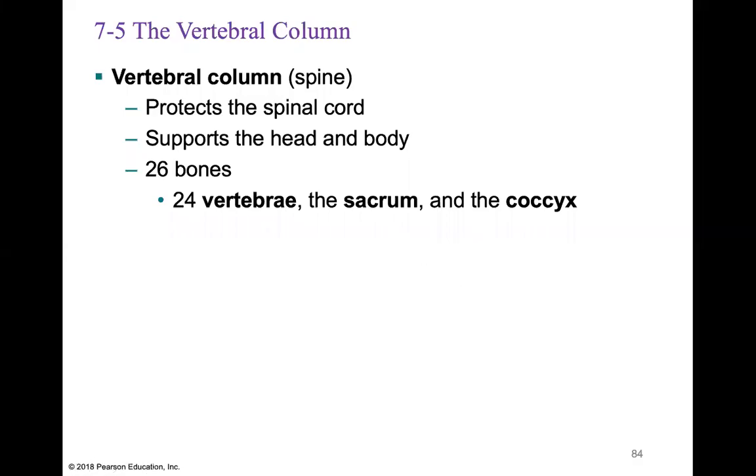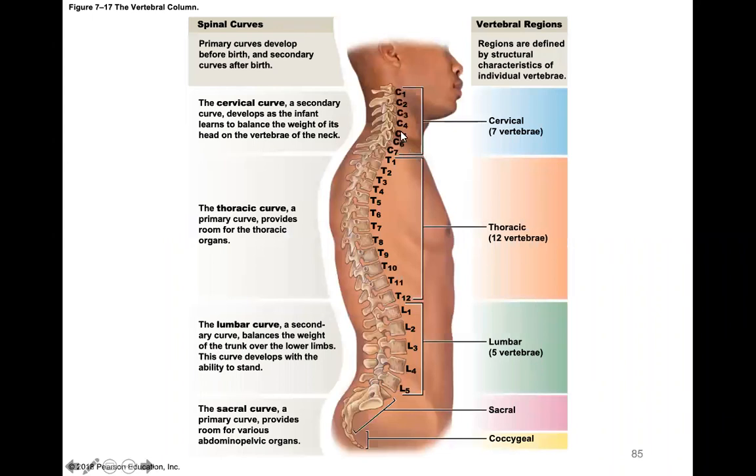Okay, so welcome to the vertebral column, or your spine. The function of the vertebral column is to protect the spinal cord, to support the head and body, and it will consist of 26 bones: 24 vertebrae, the sacrum, and the coccyx. Looking at your vertebral column here, we're going to have 7 cervical vertebrae, 12 thoracic, 5 lumbar, a sacrum, and a coccyx.